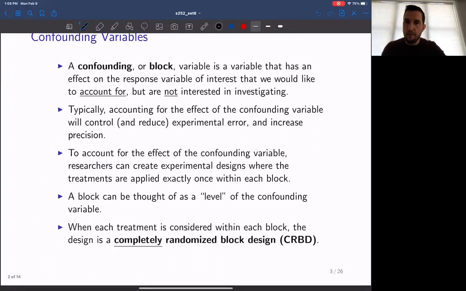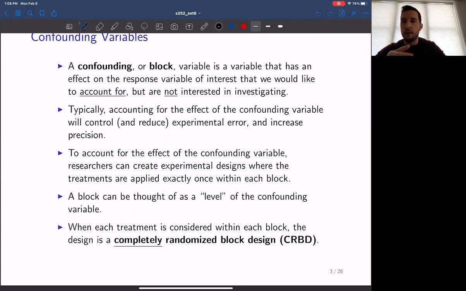So the confounding variable, again, is a variable that's present in the experiment. We know that it exists and we want to take it into consideration, but we're not actually interested in studying it directly. So if you think about, for example, the minke whale experiment that we had talked about quite a bit in the last two lecture sets.